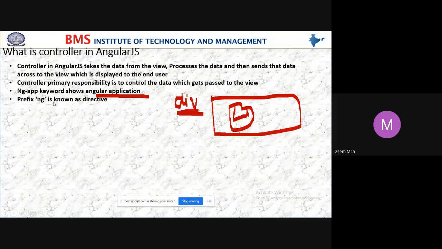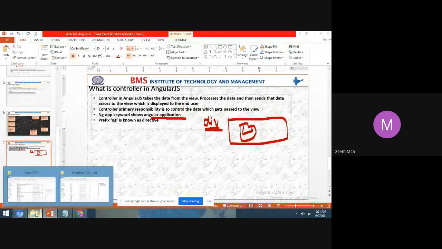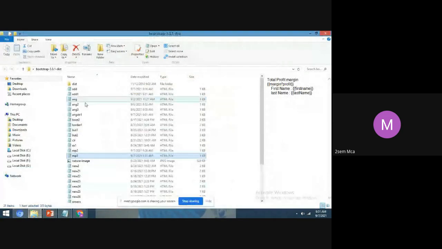So here ng-app, this is a keyword. It shows the Angular application, and this is the ng prefix. The ng is known as a directive. In AngularJS, this ng is known as directives. I'll show some examples, and you will come to know.